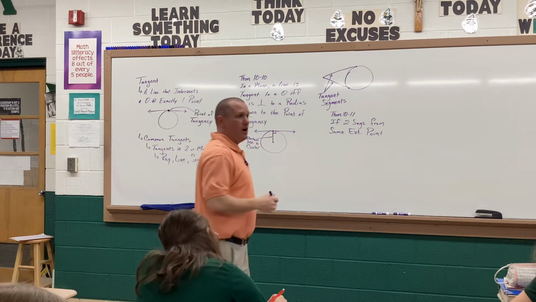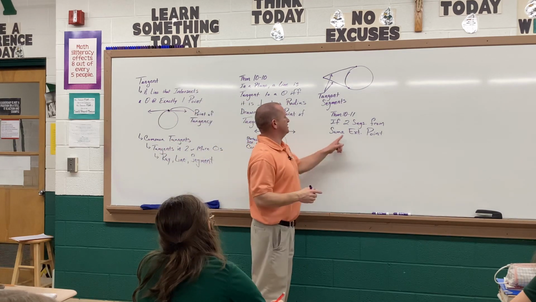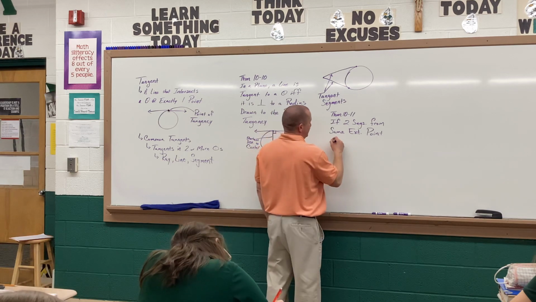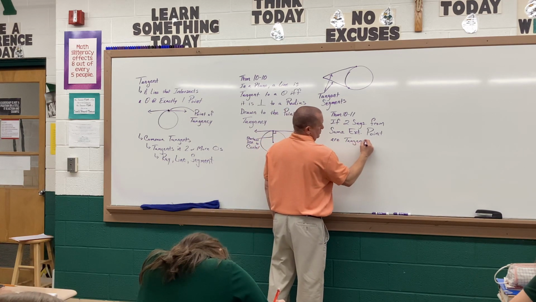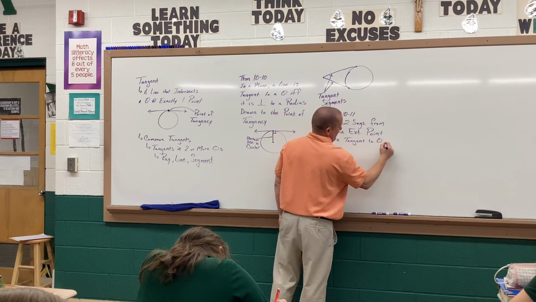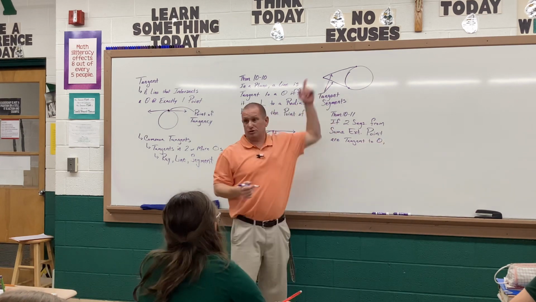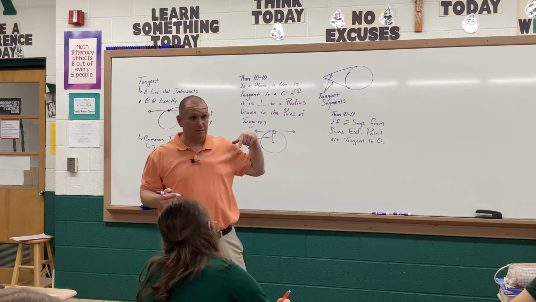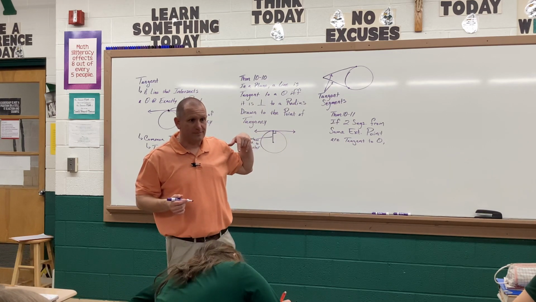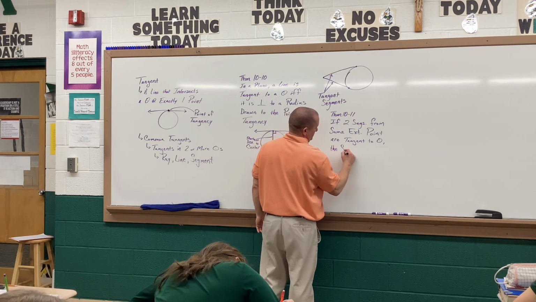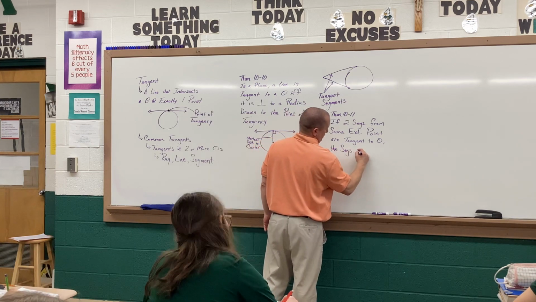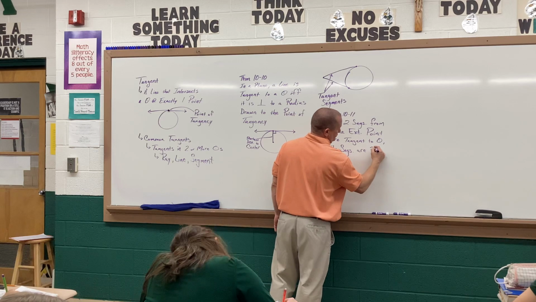It doesn't matter where they are. If two segments from the same exterior point are tangent to a circle, what do you think is true about those two segments? Congruent. There you go. The segments are congruent. They're equal to each other.